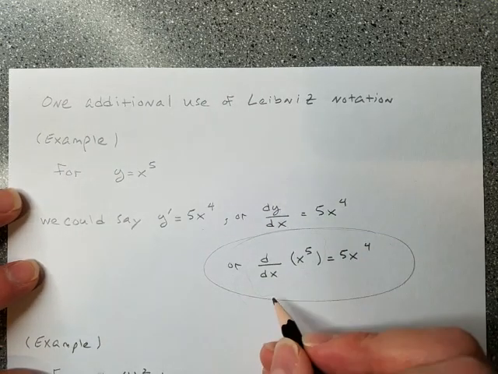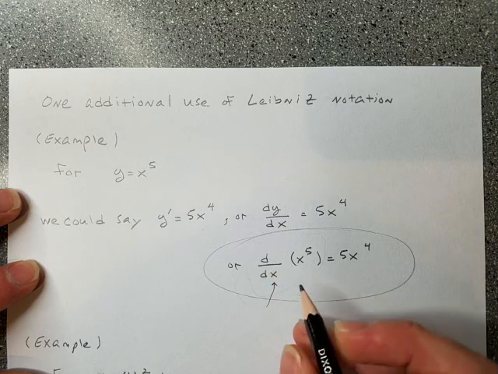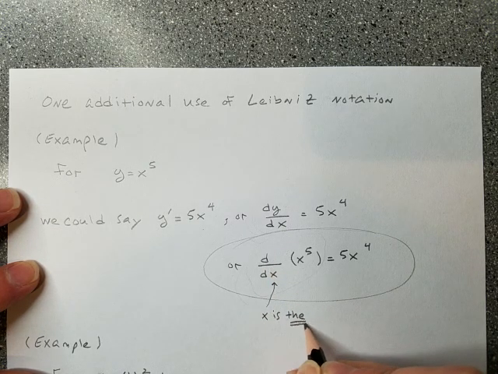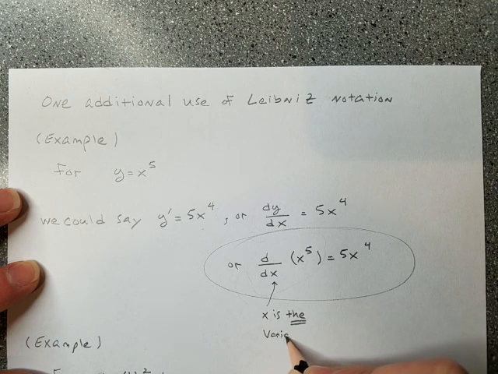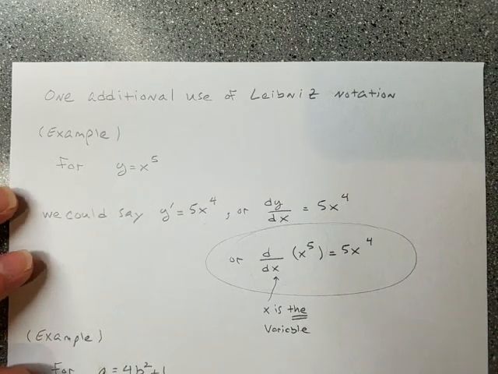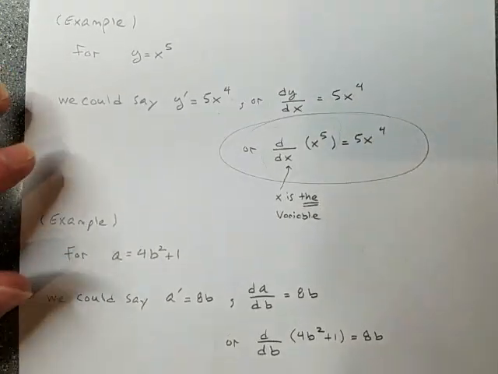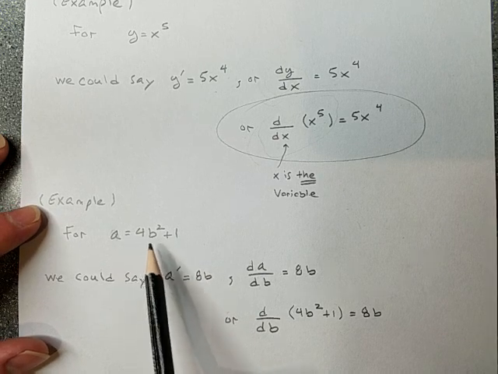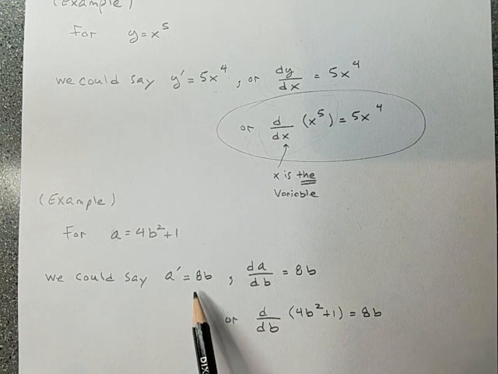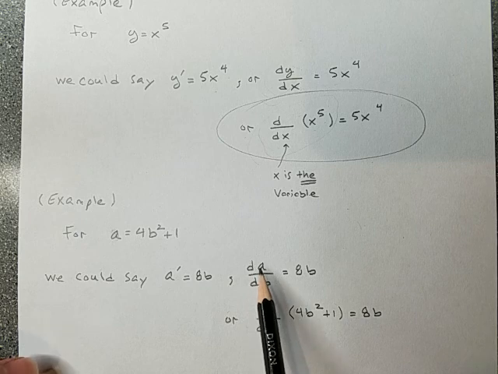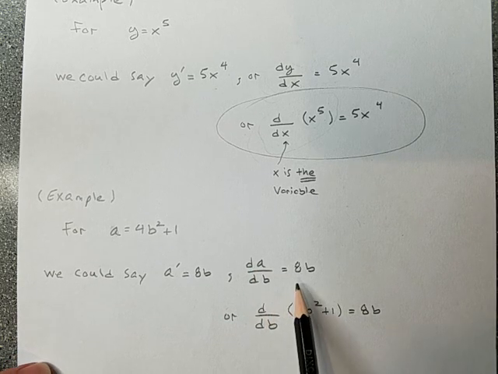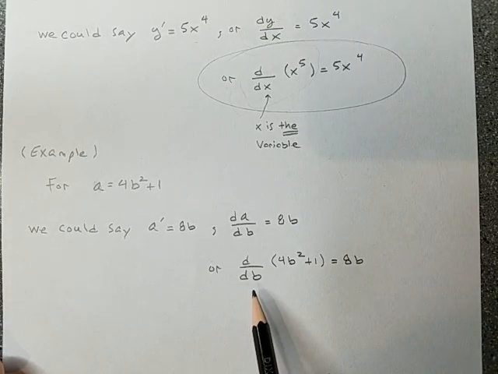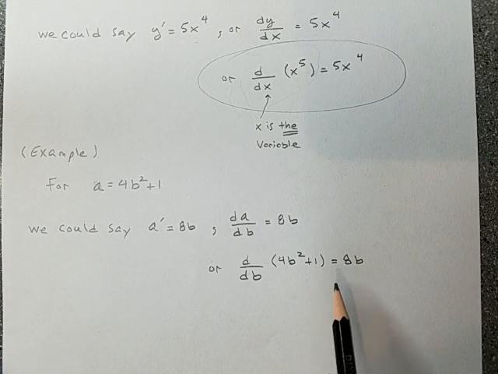And it's just understood that if I say the derivative with respect to x, x is the variable in that formula, okay? Another example, suppose there's a function a is 4b squared plus 1. A is a function of b. We could say a prime is 8b by the rules. We could say the derivative of a with respect to b is 8b. Same thing, that's just Leibniz notation. Or we could say the derivative with respect to b of 4b squared plus 1 is 8b.